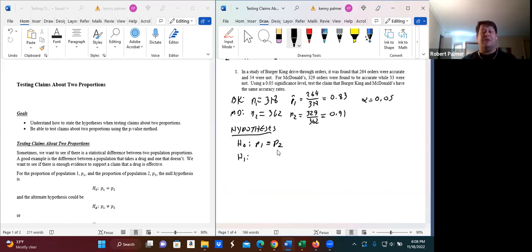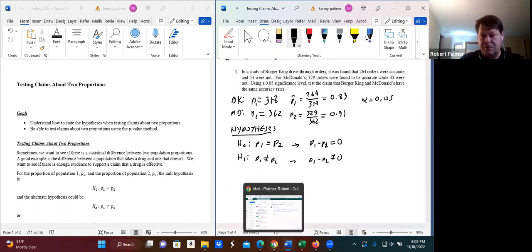Since it doesn't mention one being lesser or greater than the other, our alternate will just be that they're not equal. Remember, this can also be written as p1 minus p2 is equal to 0, and p1 minus p2 is not equal to 0. Now let's use that information and go to StatCrunch. Let me write down these values I need so we don't have to jump back and forth.